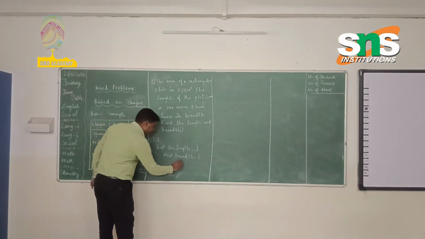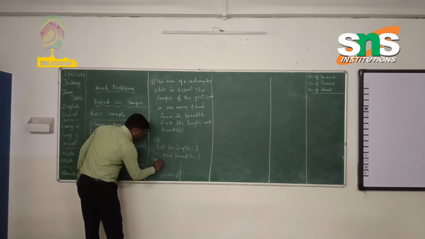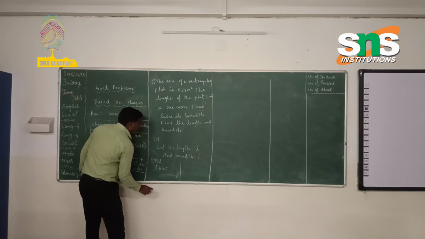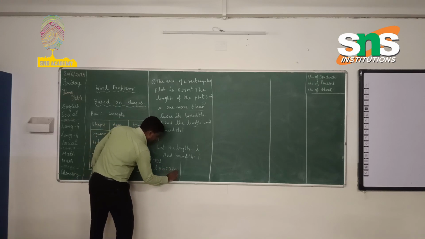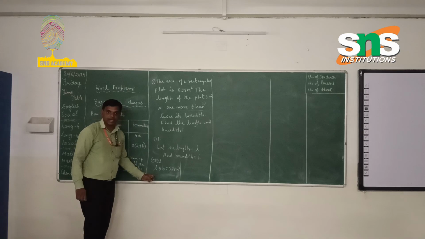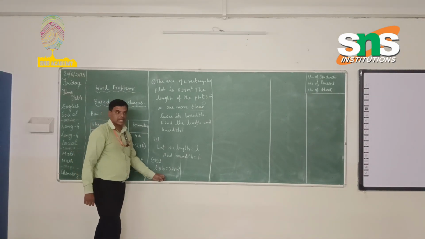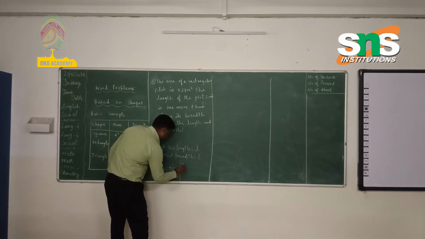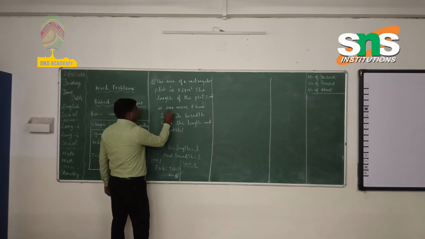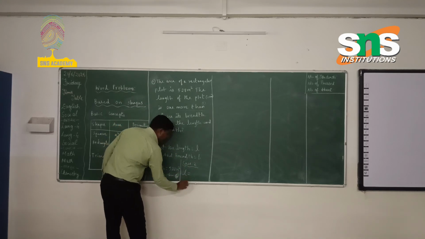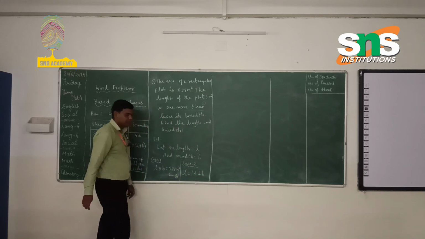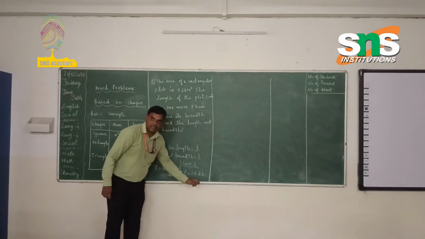So case 1: L into B is equal to 528 meters square. That is the area of the rectangle, equal to 528 meters square. This is case 1. So you take this one. In case 2, they are talking about length. So the length is 1 more than twice its breadth.